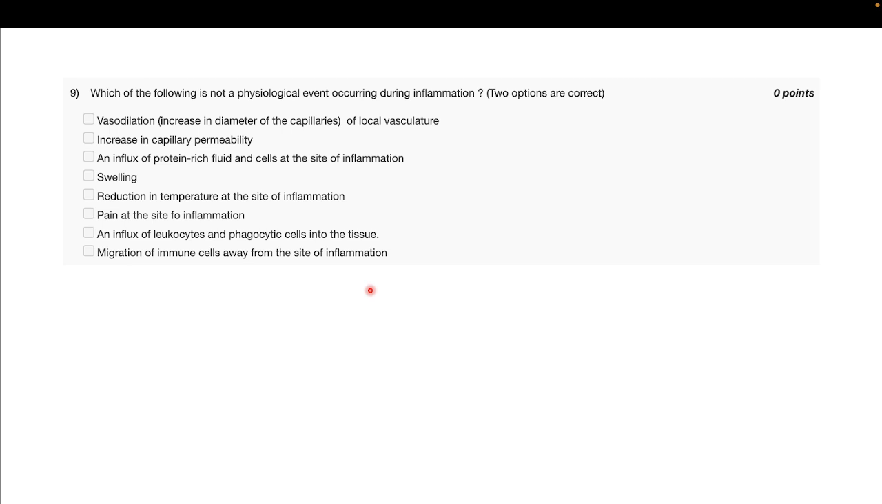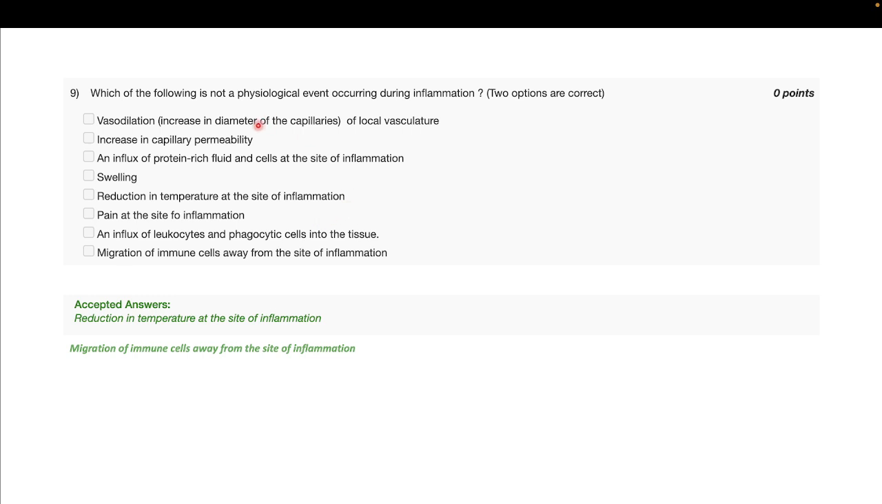Option 5 and option 8. 5 is reduction in temperature at the site of inflammation, and 8 is migration of immune cells away from the site of inflammation. Yeah, you're perfectly correct. So why these two points are correct, you can go through all the options first.